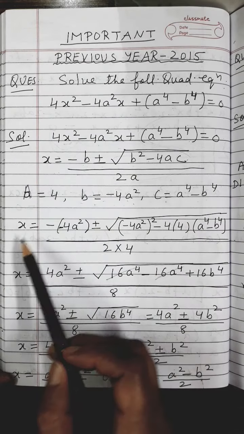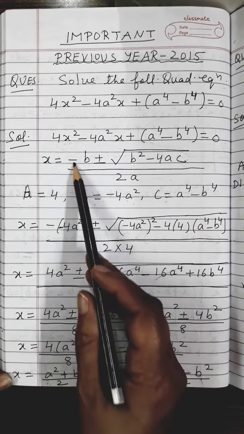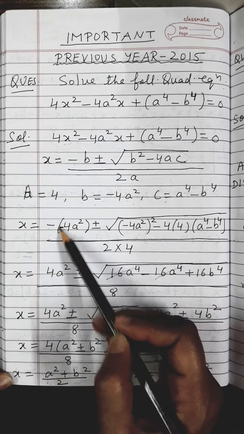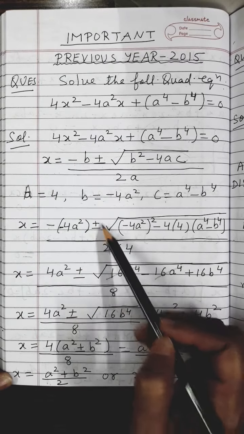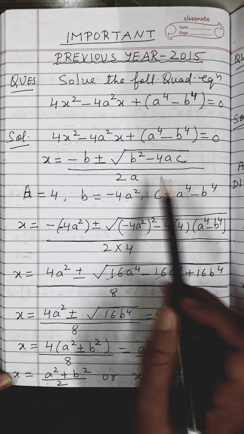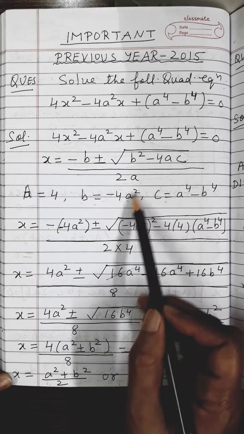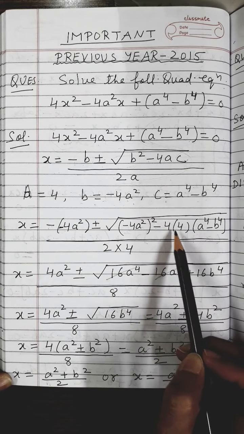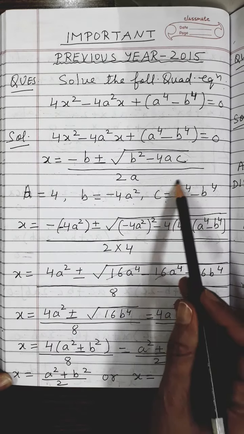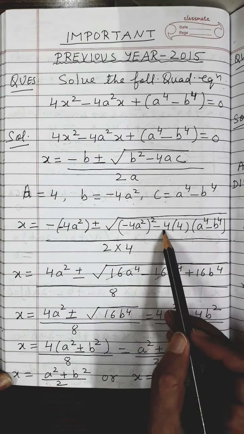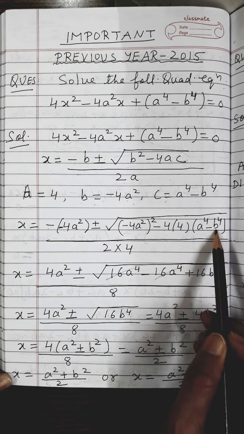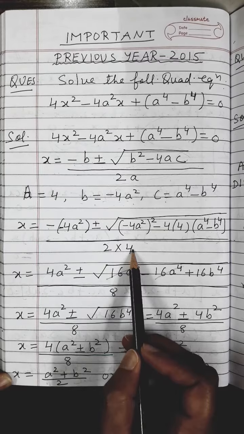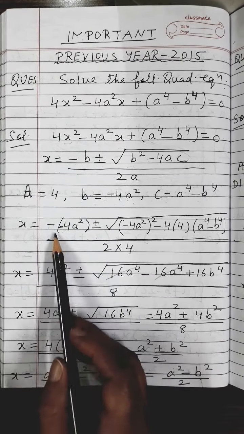Now come to the formula: x = −B. This minus is from the formula. What is the value of B? Minus 4a². So (−4a²) ± square root, and B² means (−4a²)², minus 4 into A into C, which means 4 into 4 into (a⁴ − b⁴), divided by 2 into A, which means 2 into 4. So this will become minus into minus.